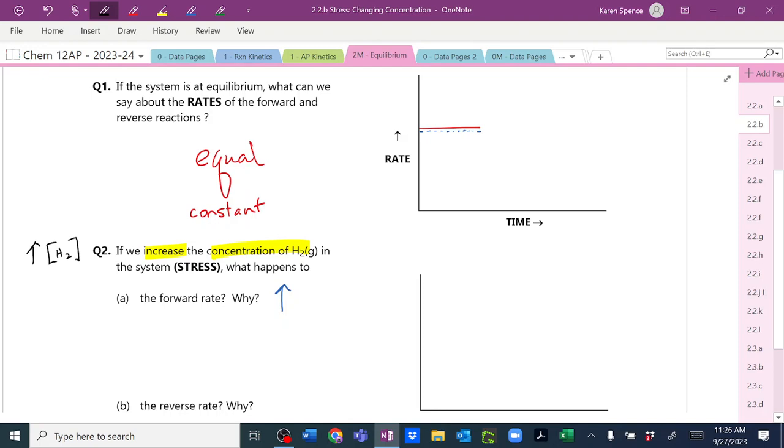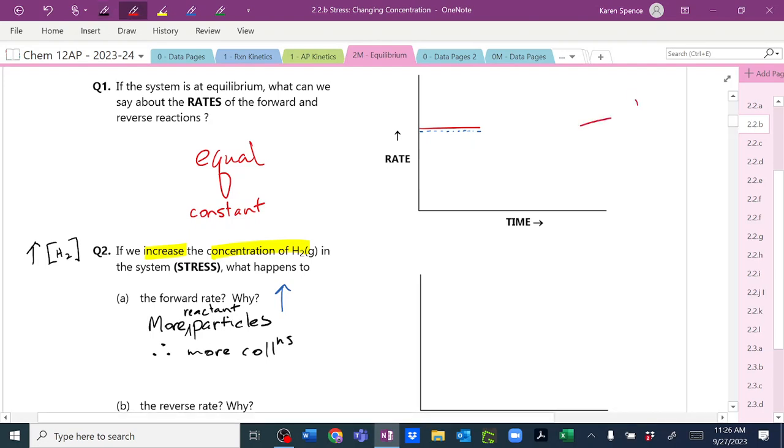What parts does your answer need? Particles. What should we say about the particles? More particles. More reactant particles. Ooh, that's even better. Therefore what? Therefore more collisions. Okay, so we see our forward rate increases.